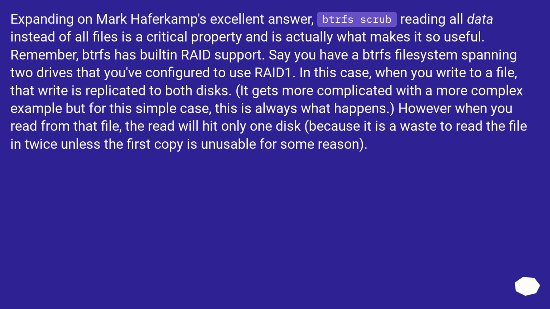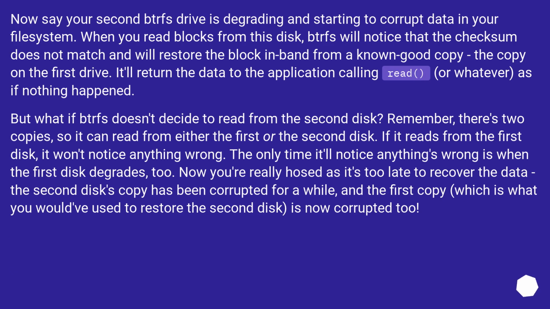However, when you read from that file, the read will hit only one disk, because it is a waste to read the file in twice unless the first copy is unusable for some reason. Now say your second btrfs drive is degrading and starting to corrupt data in your file system. When you read blocks from this disk, btrfs will notice that the checksum does not match and will restore the block in band from a known good copy, the copy on the first drive. It'll return the data to the application calling read as if nothing happened.